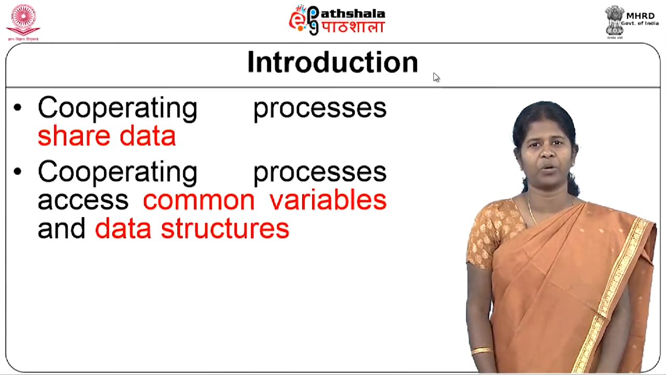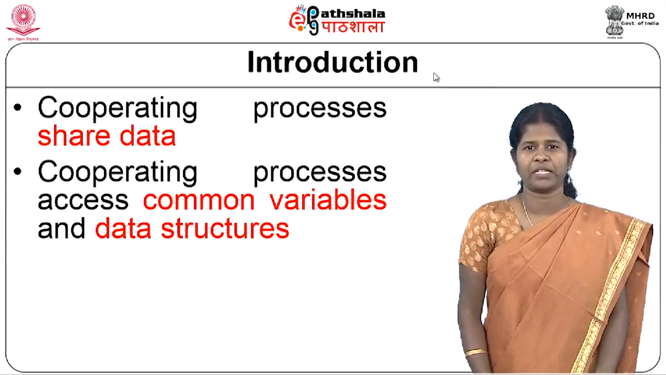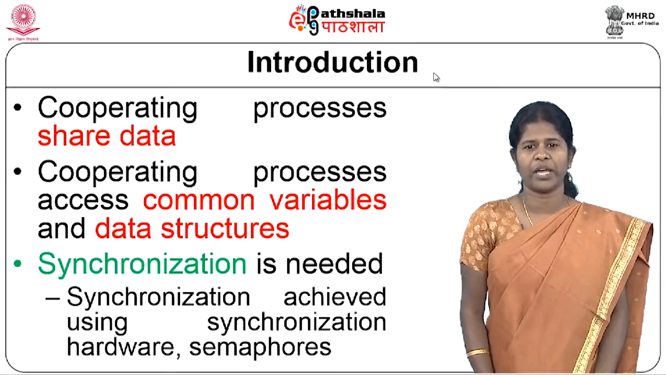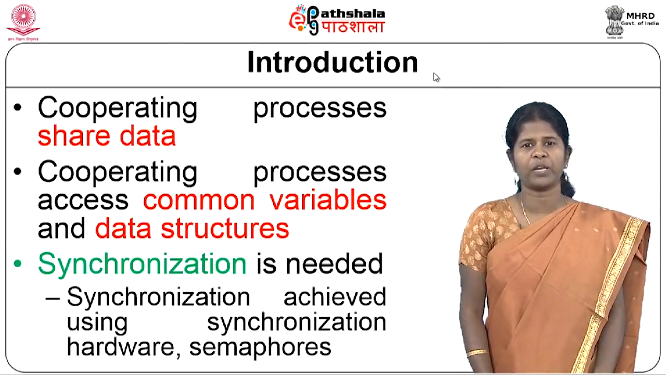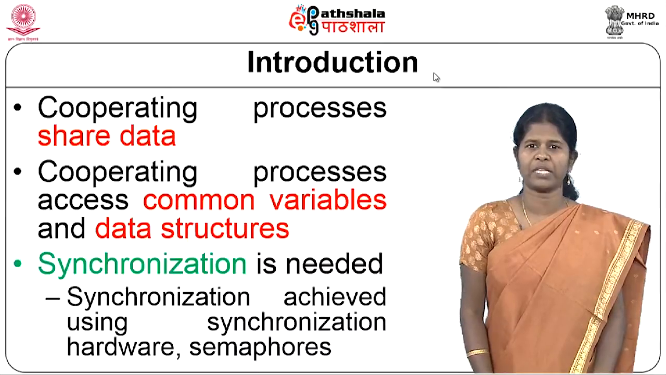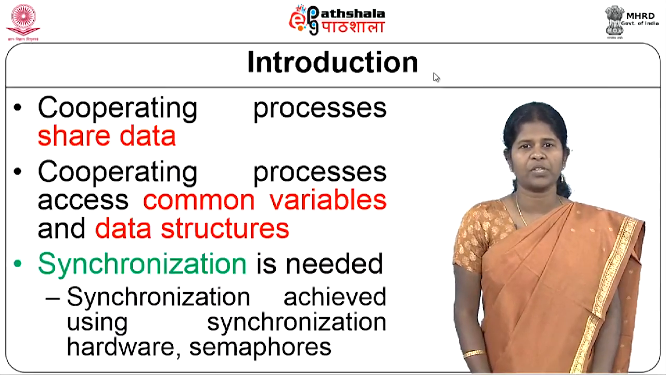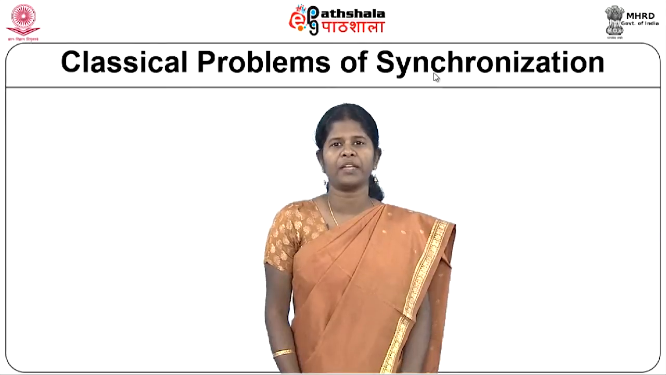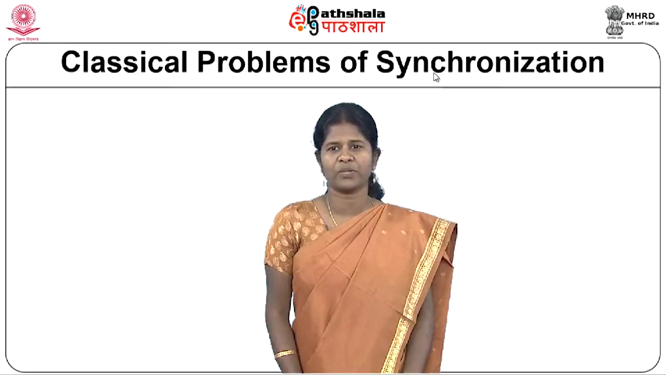So, we have been seeing about cooperating processes, and we know that cooperating processes share data, and the data that is being shared can be in the form of variables or in the form of data structures. Many processes which share common variables need to have synchronization between them, and synchronization between processes can be achieved using different ways. It can be achieved through synchronization hardware, it can be achieved through semaphores. So, we have seen how synchronization is being achieved through synchronization hardware and semaphores. And in today's class, we will see how these classical problems of synchronization are being solved using semaphores.